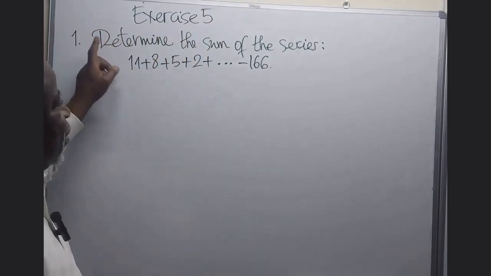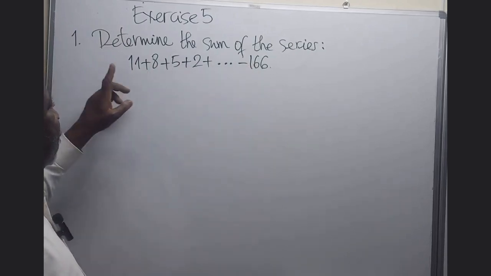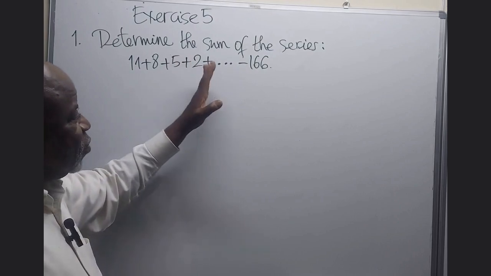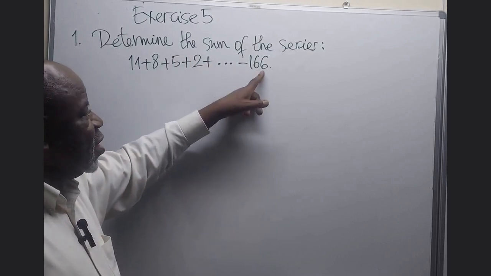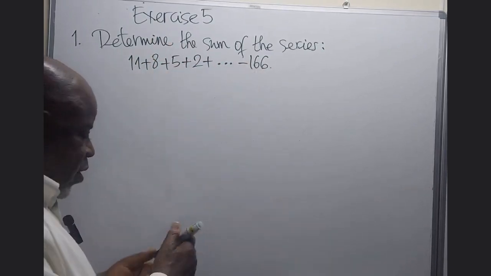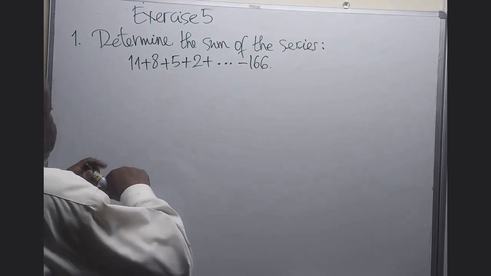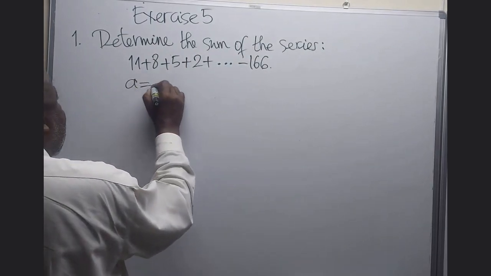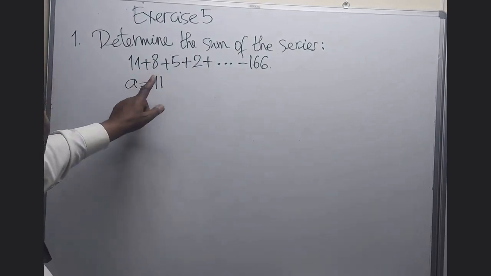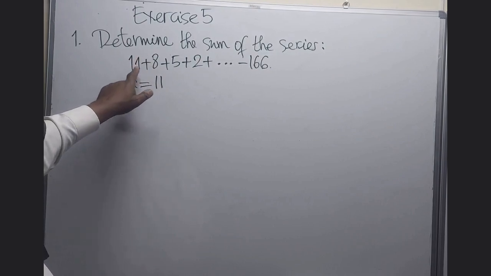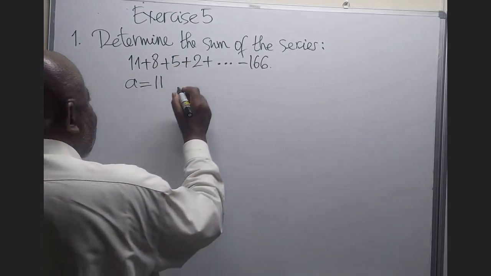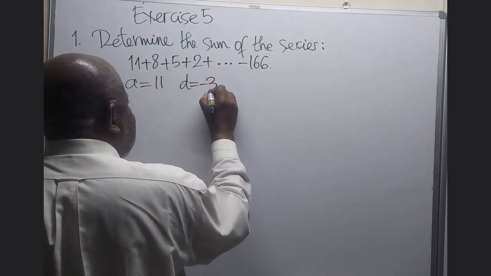First question, determine the sum of the series 11 plus 8 plus 5 plus 2 plus dot dot minus 166. We want to get the sum of this series. As you can see, our A is equal to 11. And if we want to get the common difference, it will be 8 minus 11, or 5 minus 8, or 2 minus 5. Our common difference will be equal to negative 3.